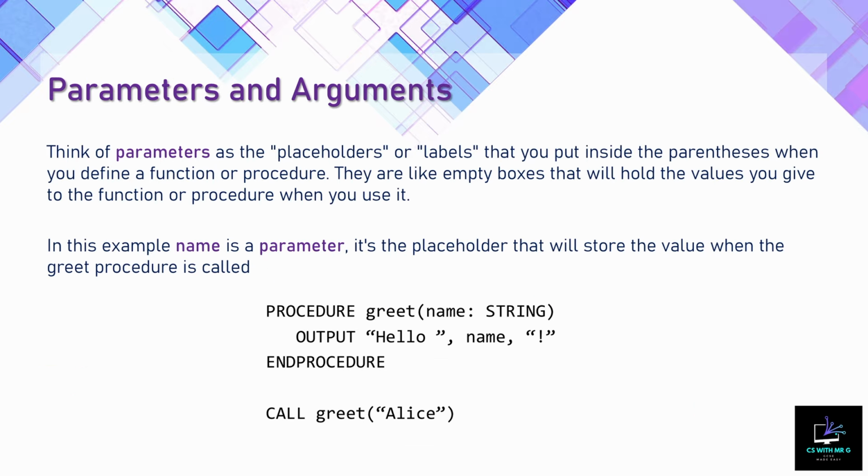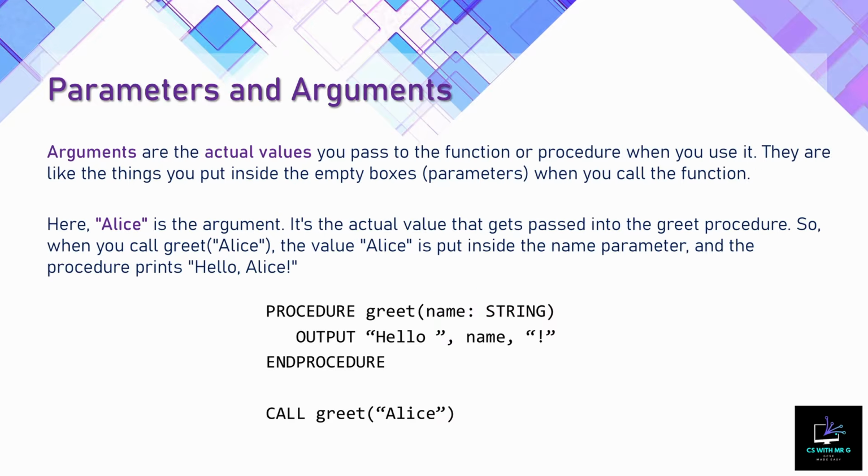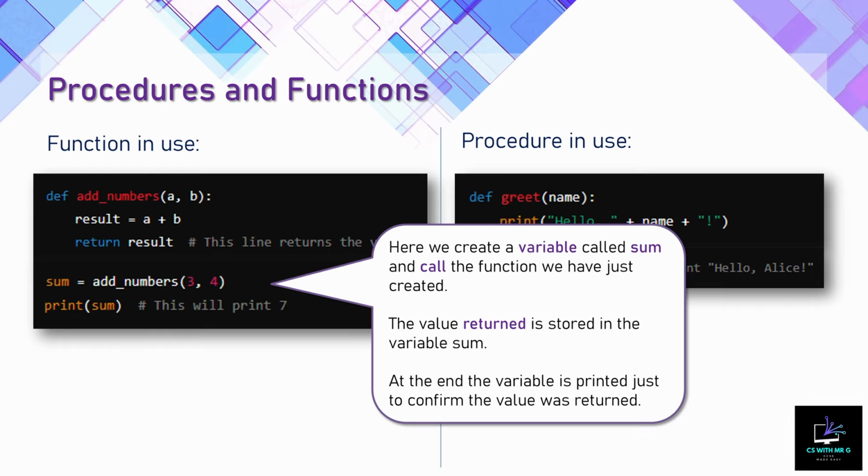And again, just to go over those keywords, parameters and arguments. Parameters, we can consider the placeholders or labels for data that's being put into the function. So we can imagine them as empty boxes that are going to contain the values that we give to the function when we actually run it. In the greet example, name is the parameter being passed in. It's the placeholder, and that's going to store the variable that we give it when we call the function. The variable being passed into the parameter is what we call an argument. So in this case, the argument will be Alice. And in the function that we saw earlier for adding numbers, the arguments would be 3 and 4, and the parameters are A and B.